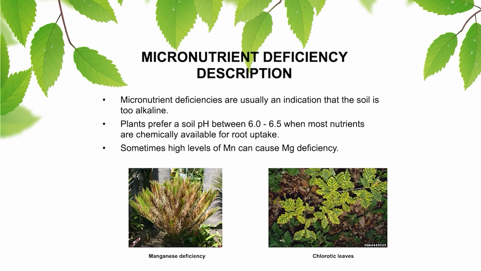Micronutrient deficiencies are usually an indication that the soil is too alkaline. Plants prefer a soil pH between 6.0 to 6.5 because that is when most nutrients are chemically available for root uptake. Sometimes high levels of manganese can cause magnesium deficiency. The photos here are just 2 examples of how nutrient-deficient trees may look.